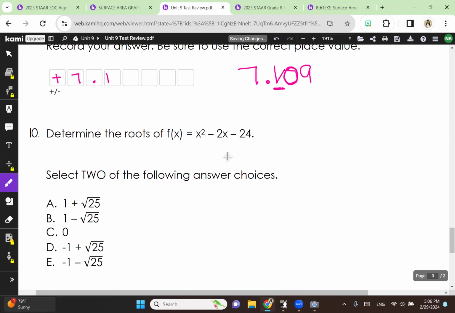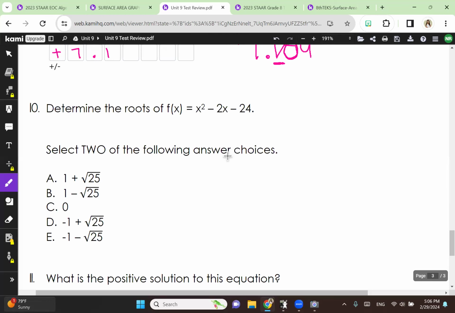Last one. Determine the roots of x squared minus 2x minus 24. For this, going straight to diamond. So if I go straight to my diamond, I get negative 24, negative 2. And my roots are negative 6, positive 4. Put that into my binomial.